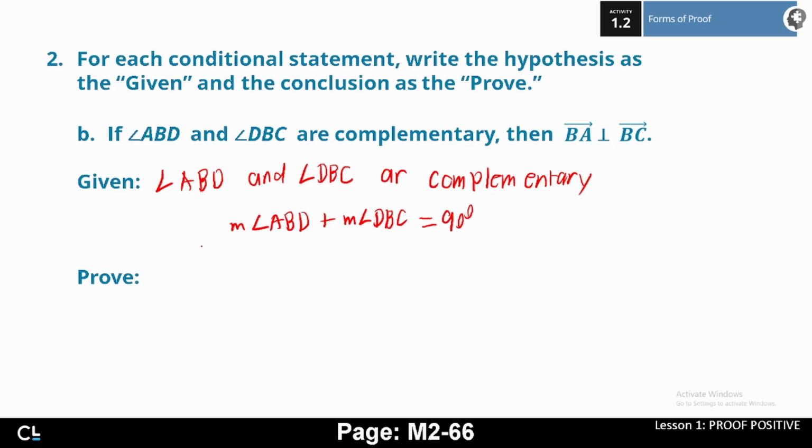This means then what we're trying to prove is BA is perpendicular, that's what that upside down T means, to BC. That's what that means right there. So that's what we're trying to prove. So we wrote out our given, it's that first section, and then we wrote out our proof. And remember, these two statements are equal. They mean the same thing.